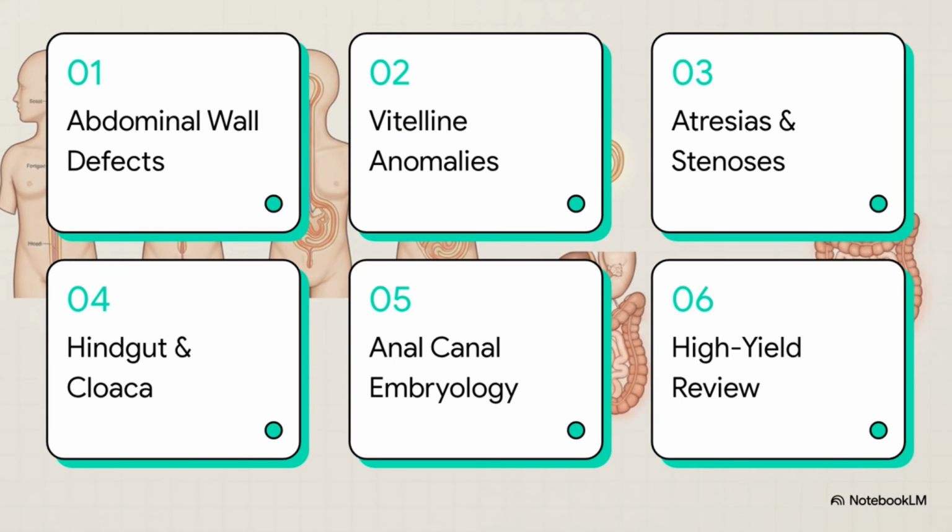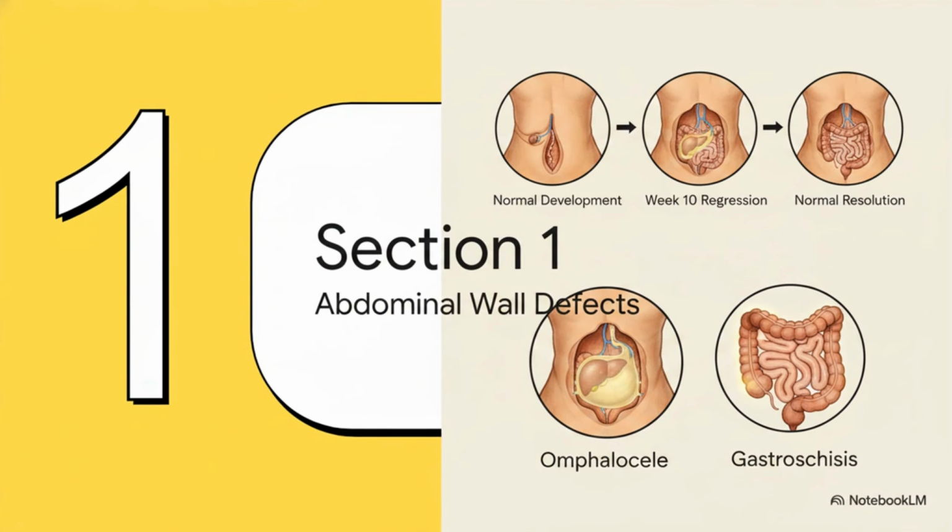All right, here's our game plan for today's explainer. We've got 6 key areas. First, abdominal wall defects. Second, vitelline and rotation anomalies. Third, gut atresias and stenoses. Fourth, hindgut and cloaca formation. Fifth, anal canal embryology, and finally, we'll wrap it all up with a high-yield exam review. Let's get to it. Starting off with Section 1, abdominal wall defects.